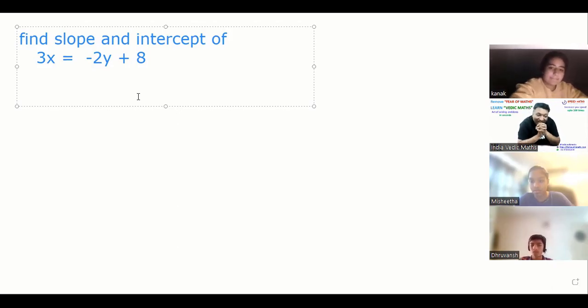Right. Okay. Mishita, you are correct now. Perfectly correct. Good. Dhruvansh, you are correct. Very good, Dhruvansh. Both answers are correct. Who will explain this? Dhruvansh, Kanak, Naja, Mishita, Vedant. Any volunteer? Mishita, you are correct. Dhruvansh, you are correct.